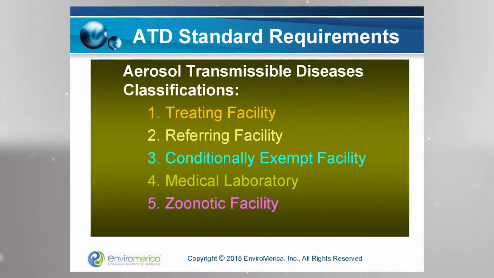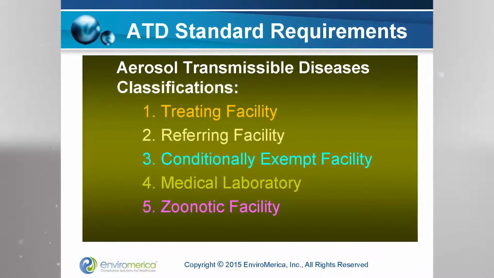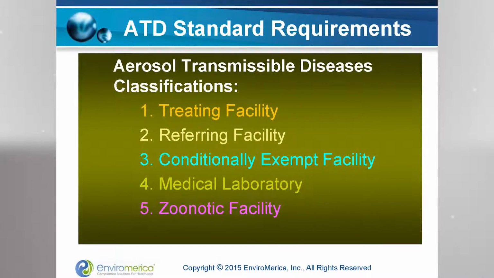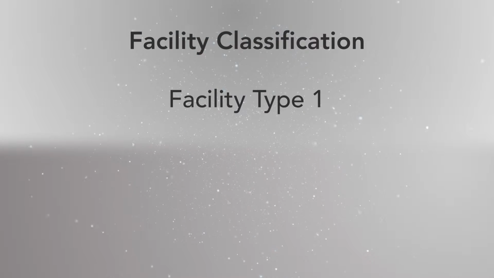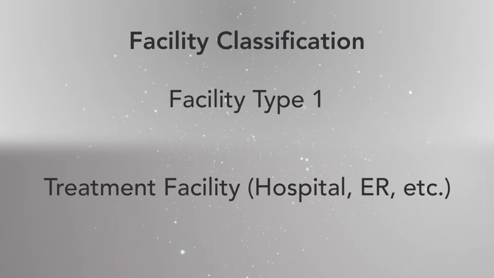So what do you have to do as a medical facility in order to be compliant with this standard? The first thing you need to do is decide what category of facility you are. If you're looking at your notes, and you'll see also on the screen, these are the types of categories we have. The first one is called a treating facility. A treating facility is exactly that, a facility that treats aerosol transmissible diseases, and this would be like a hospital emergency room.